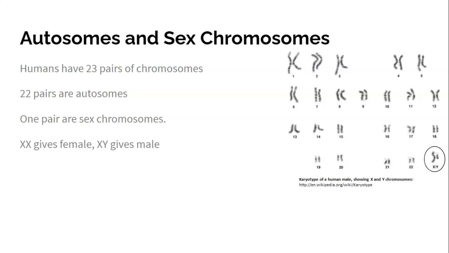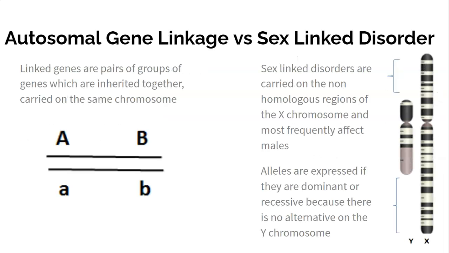So just a quick overview of this before we get into gene linkage and recombinants. Humans have 23 pairs of chromosomes. 22 of them are autosomes. One pair is a sex chromosome. And XX is female and XY is male. Now we're going to be talking about gene linkage, but that's not the same as sex linked. So even though they both have the word link in them, they don't mean the same thing.